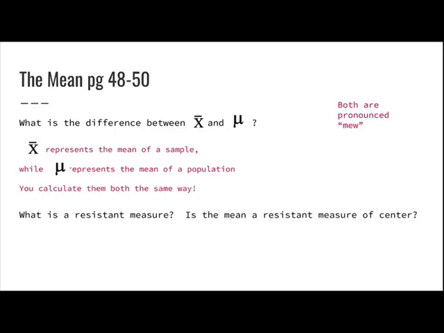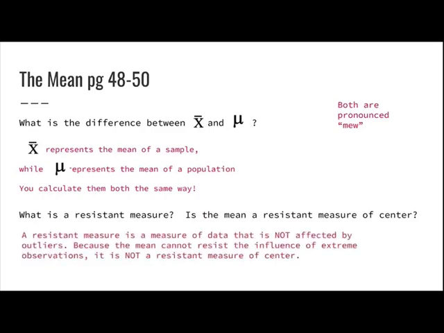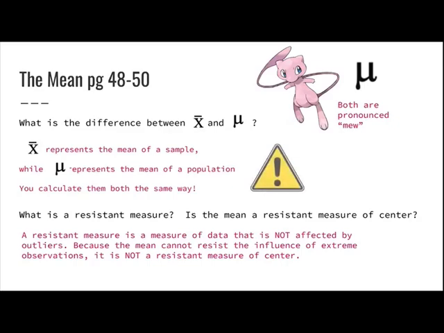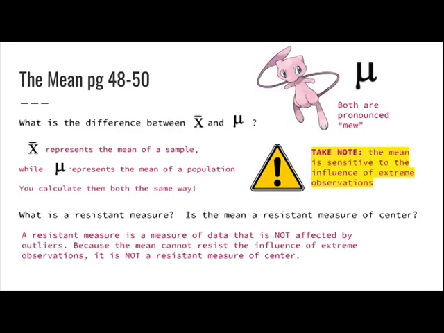What is a resistant measure? Is the mean a resistant measure of center? A resistant measure is a measure of data that is not affected by outliers. Because the mean cannot resist the influence of extreme observations, it is not a resistant measure of center. Just so you know, these are both pronounced mu. Take note though, the mean is sensitive to the influence of extreme observations.